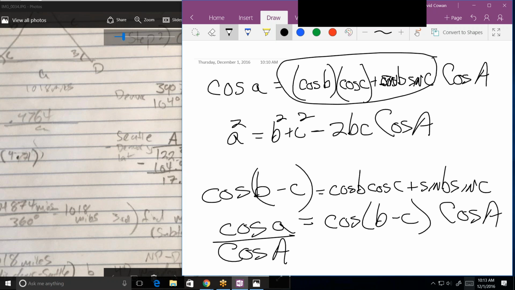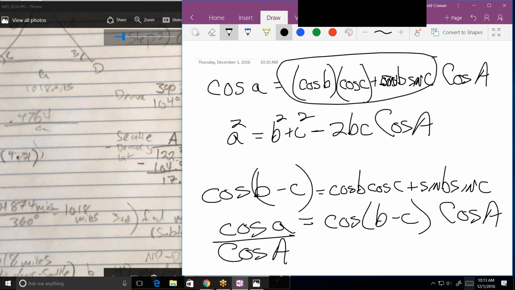And that puzzles me, because what's the cosine of little a? You have to take the cosine of angles, not sides. And according to your drawing, little a looks like the distance between Denver and Seattle. That's a side, that's a length. That's in miles, not in degrees.